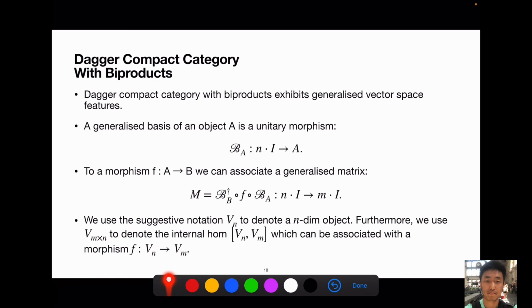Moreover, we use the suggestive notation Vn to denote an n-dimensional object. Furthermore, we use V m times n to denote the internal Hom from Vn to Vm, which can be associated with a morphism F from Vn to Vm. Again, the analogy in linear algebra would be that V m times n is the vector space of m by n matrices. Therefore, you can view each element as a morphism, a linear transformation between the corresponding vector spaces.